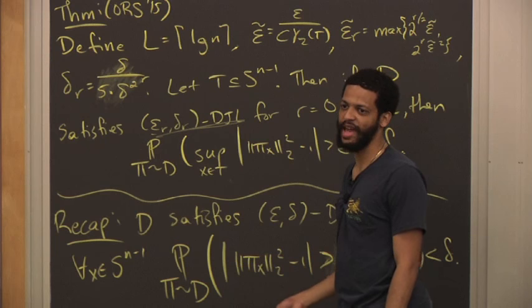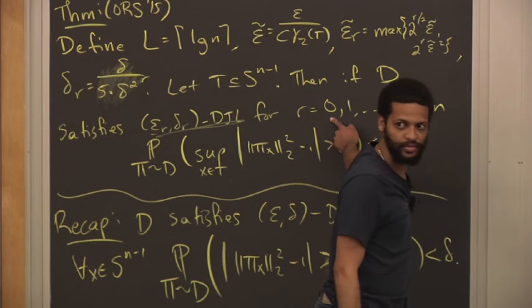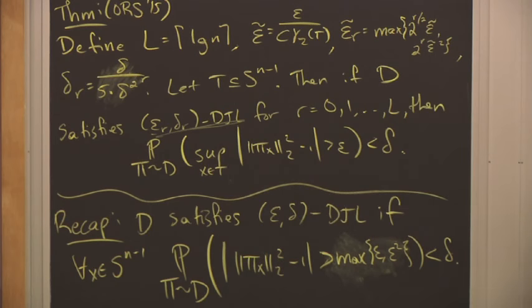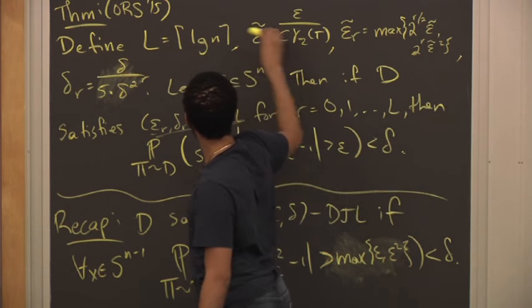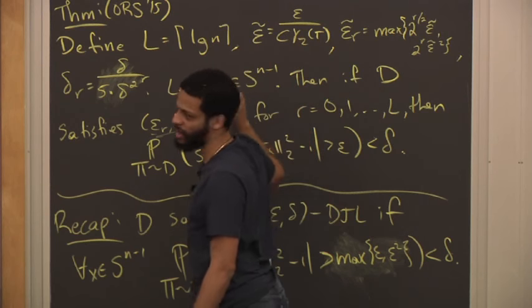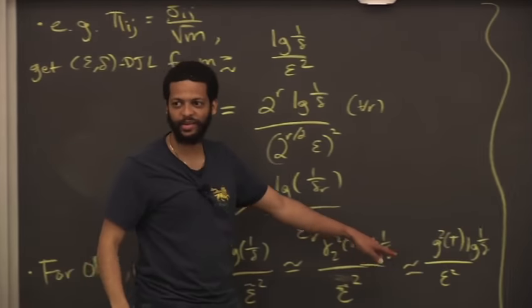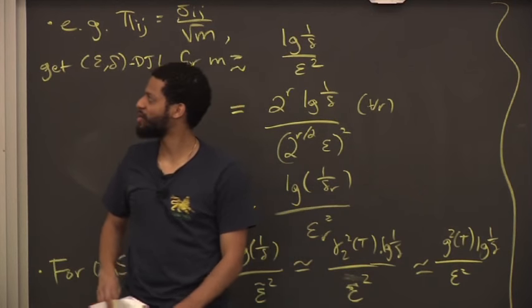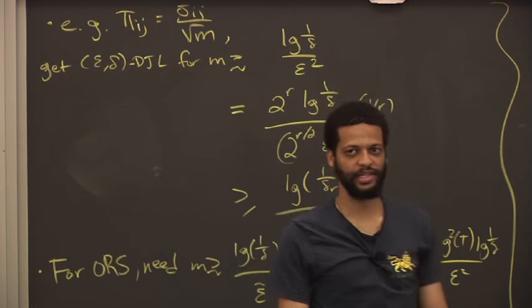So now the question is, how many rows does a random sign matrix need to have to satisfy DJL at all these different scales? If you satisfy it at the zero scale, you'll satisfy it at all the other scales just by this calculation: just multiply the numerator and denominator both by 2 to the r. So how many rows do you need to satisfy it at the base scale r equals 0? You need log 1 over delta times 1 over epsilon tilde squared, which is exactly what we want. It's gamma 2 squared, but gamma 2 and g are the same thing. So this is showing that DJL implies Gordon's theorem.